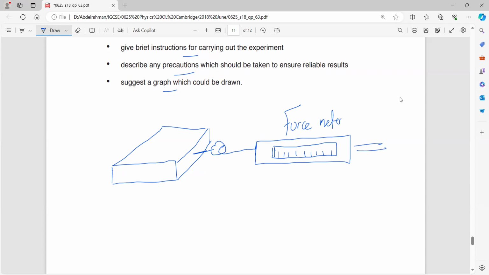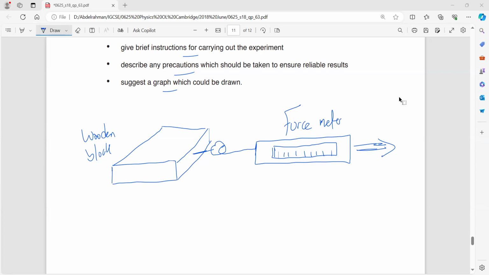Okay, which is pulled to the right. So this force meter is attached to the hook, and the hook is attached to the wooden block. And I start pulling to the right. Whenever you start pulling to the right, the force meter will give an indication of the force being exerted on the wooden block, which is the whole point of the experiment.